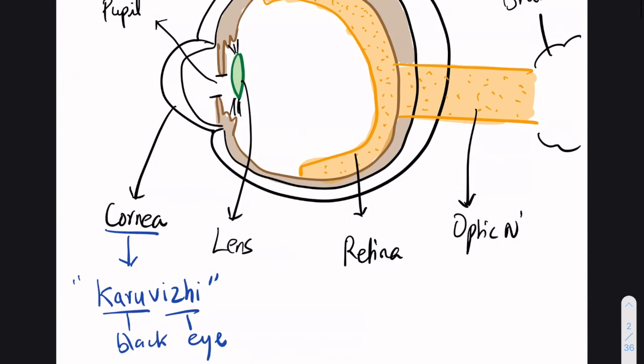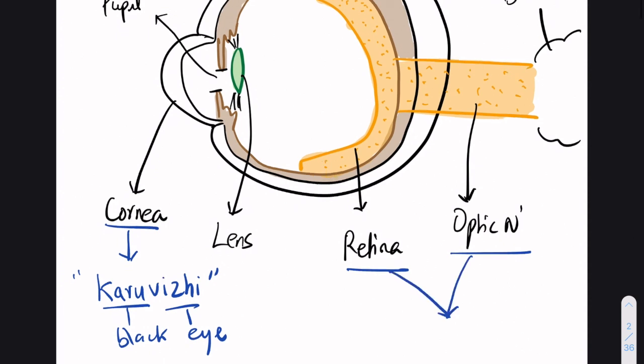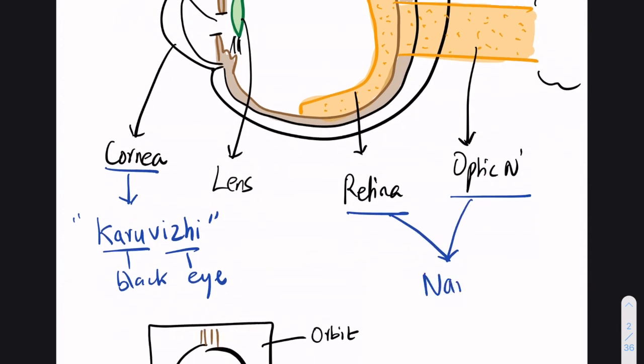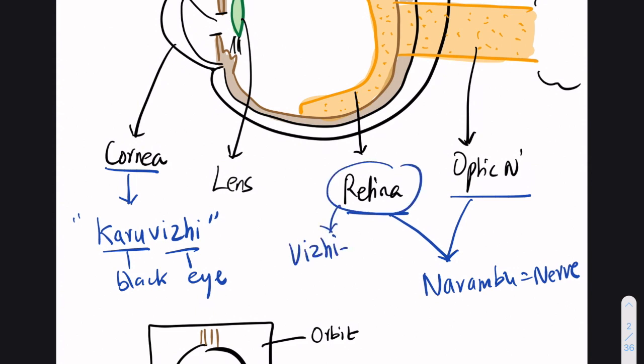The second is going to be retina and the optic nerve. Interestingly, in Tamil, we address retina and optic nerve commonly as narambu. Narambu means nerve, okay. But to be more specific, retina is called vili thirai. Vili again means eye. Thirai means a screen. So what is the screen on which the light falls? It is retina. So we call it vili thirai.